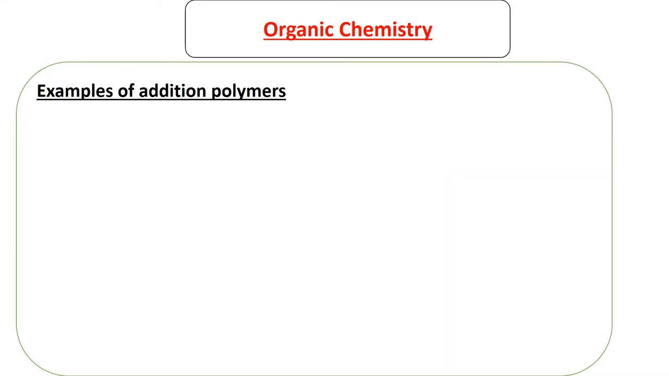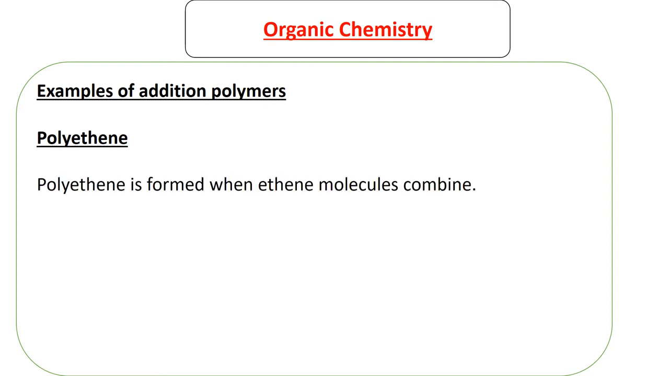So we're going to take a look at examples of addition polymers. We're going to discuss the repeating units or the monomers that make up the addition polymer, and we're going to take a look at some of the uses of the given addition polymer. So the first one we're going to take a look at is called polyethene. Remember, poly means many, so polyethene means many ethene. So polyethene is just formed when ethene molecules combine.